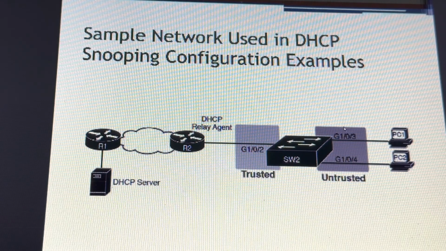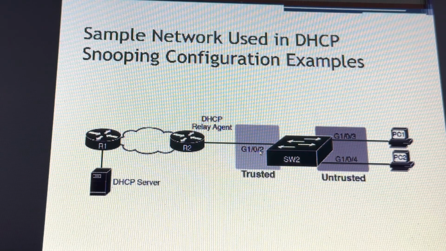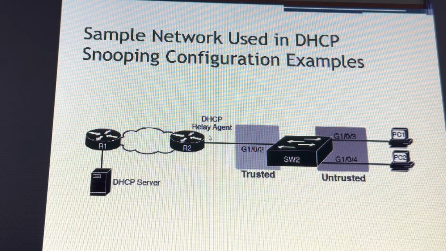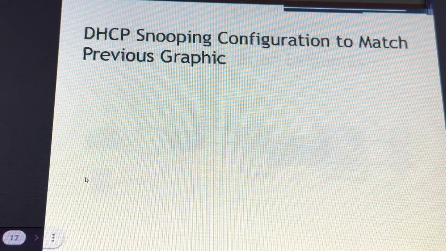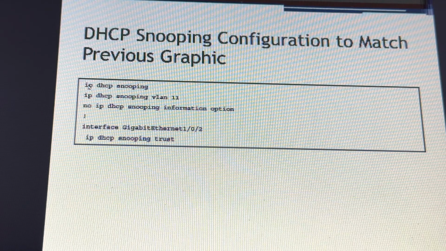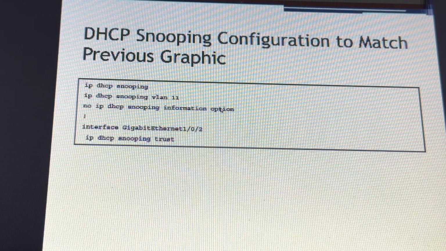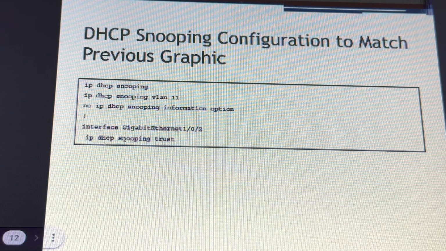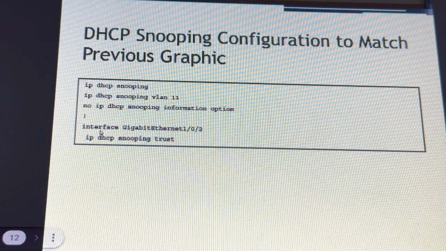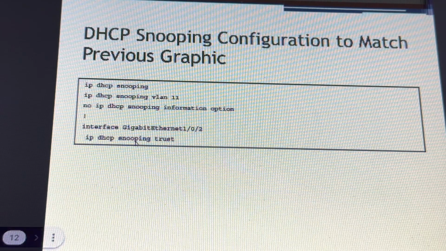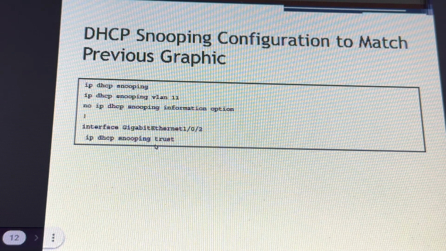So we're going to take a look at how it would be configured here. So we have gig 1/0/2, which has our DHCP relay agent on it, and then we have our untrusted ports over here, PC1, PC2. DHCP server resides out here. So we turn on globally ip dhcp snooping. We then are turning it on for VLAN 11. And then no ip dhcp snooping information option. So there's no options. And then we have a trusted port, gig 1/0/2. And that's the only one we're going to allow DHCP on.